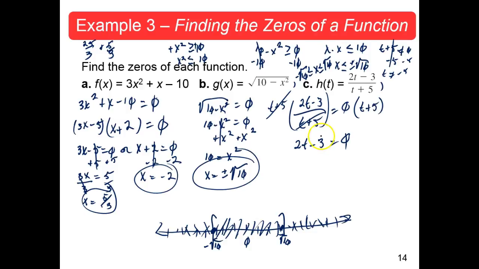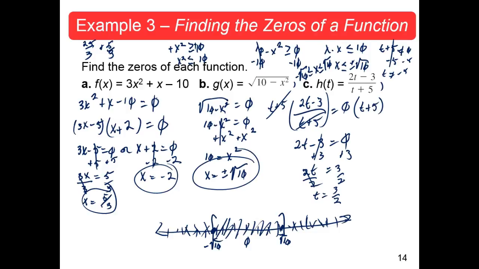Now what? Add 3 to both sides, and that gives us 2t is equal to 3. Divide both sides by 2, and you get t is equal to 3/2. Now, we probably ought to check this too and make sure it works. Well, the first thing you check: 3/2 is not equal to negative 5. Good. We couldn't have an answer that was not in the domain. That was in the domain, so we're okay with it.